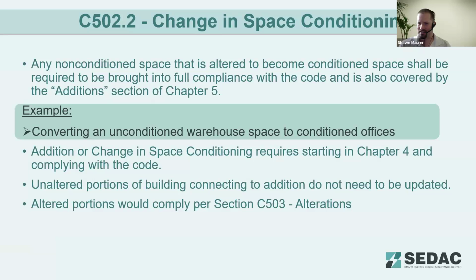Any non-conditioned space that's altered to become conditioned space shall be required to be brought into full compliance with the code. An addition or change of space conditioning requires that you start back in Chapter 4 and work through as if it's a new construction project. So the envelope has to comply, then the HVAC systems, service hot water systems, lighting. You would work through Chapter 4 as if it were a new construction project.